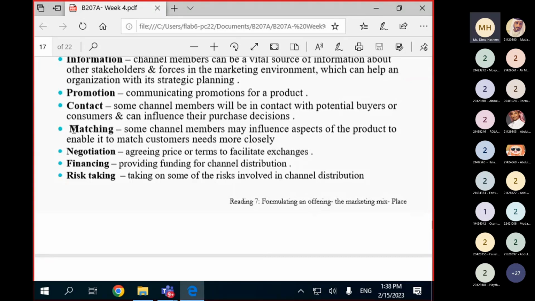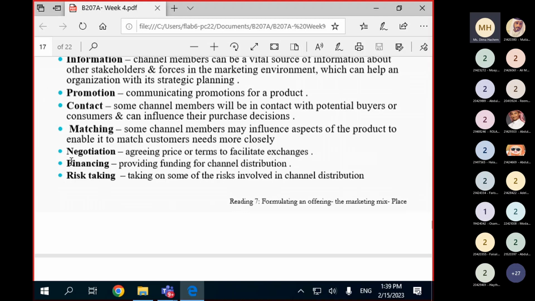Also, matching, because channel members will match the supply and demand. Also, they need to know exactly how much to buy based on how much it's demanded from their customers. They negotiate deals and terms and contracts, of course, and they finance. What does finance mean?